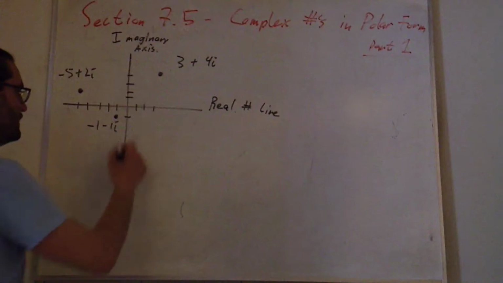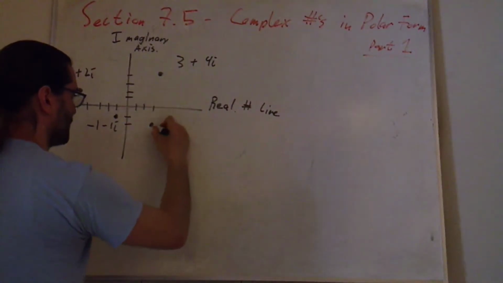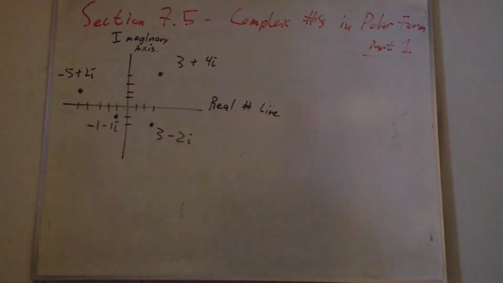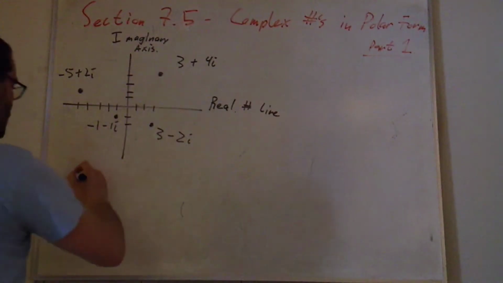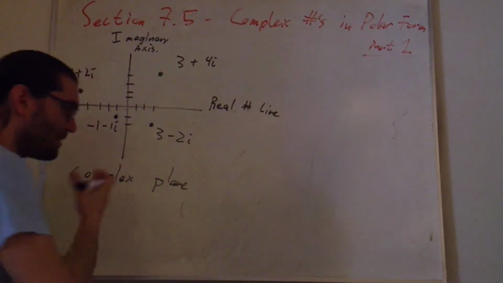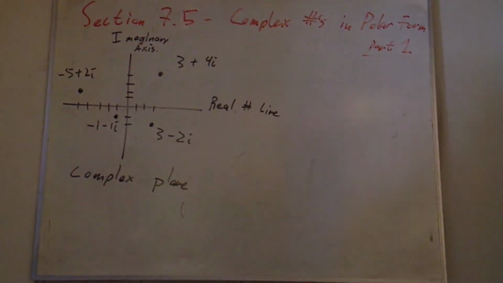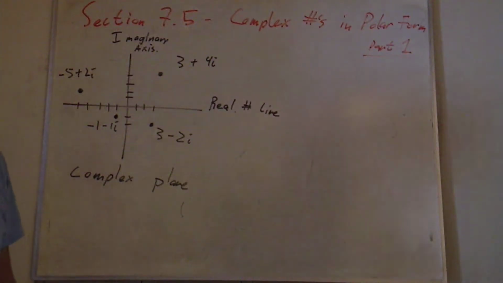And 3 comma -2 is right here, except instead of calling it 3, -2, I'm going to call it 3 minus 2i. So, complex numbers functionally work exactly like xy coordinate pairs, except we just write them a little differently. And then this is called the complex plane. So, that's where we're going to start. We'll look at some complex numbers, we'll figure out what quadrants they're in, because the quadrants are functionally the same thing. We'll plot some complex points. It's all pretty straightforward.